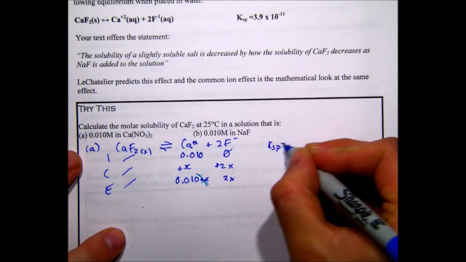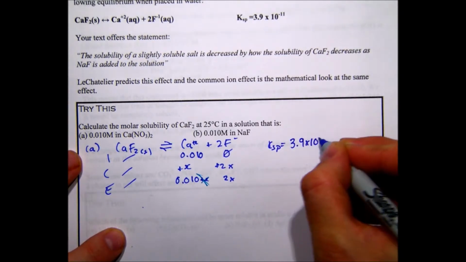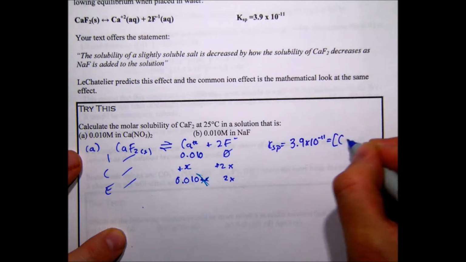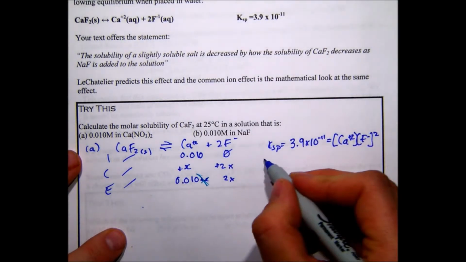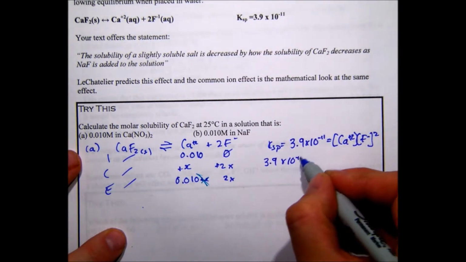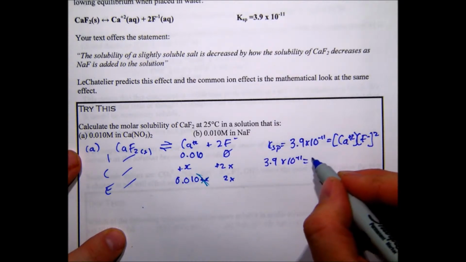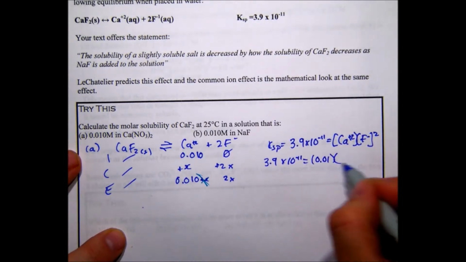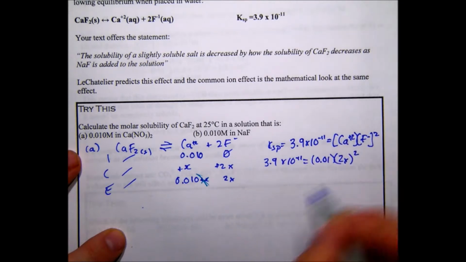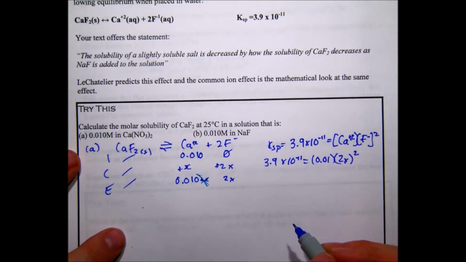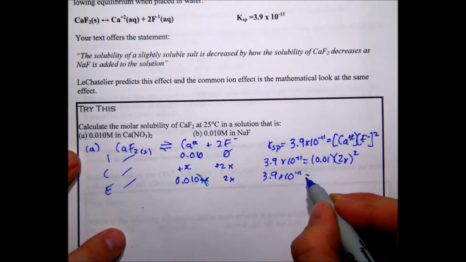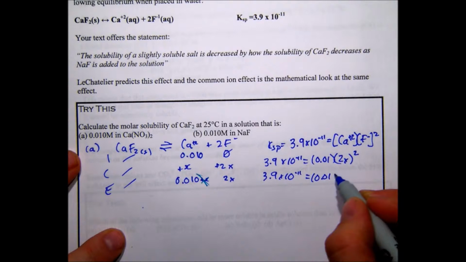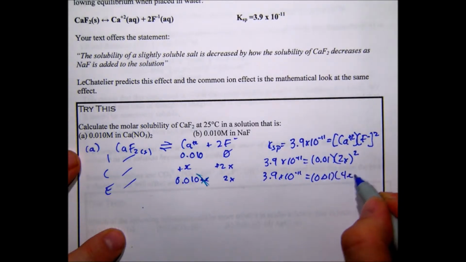So I write Ksp is equal to 3.9 times 10 to the negative 11 is equal to calcium 2+ times fluoride ion squared. So 3.9 times 10 to the negative 11 is equal to 0.01 times 2x all squared. 3.9 times 10 to the negative 11 is equal to 0.01 times 4x squared.